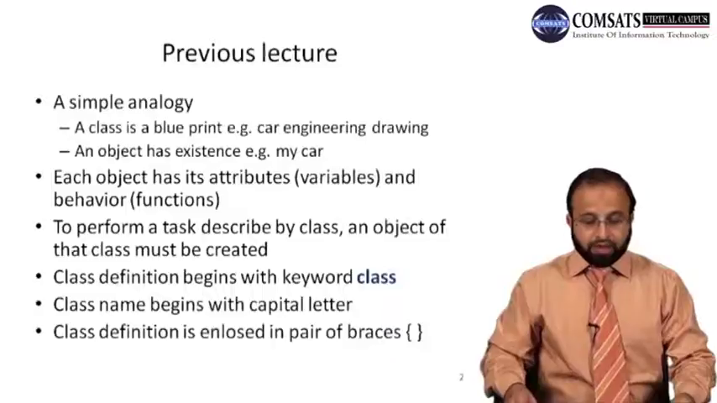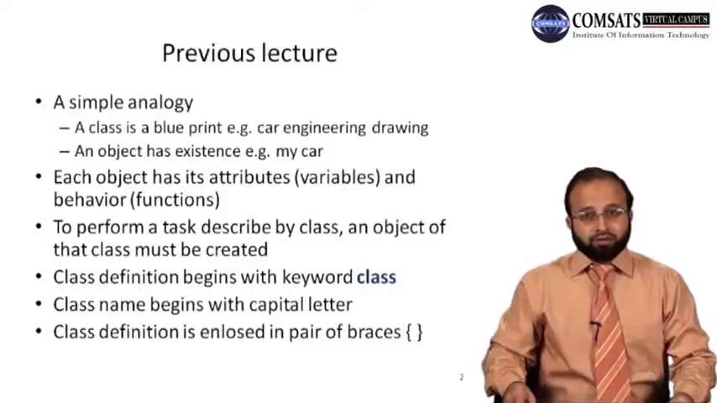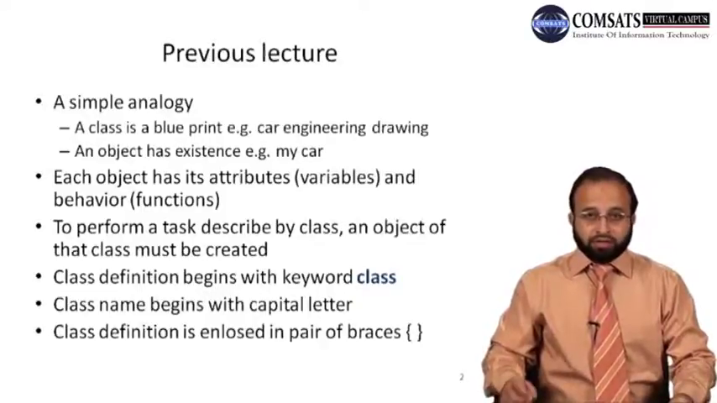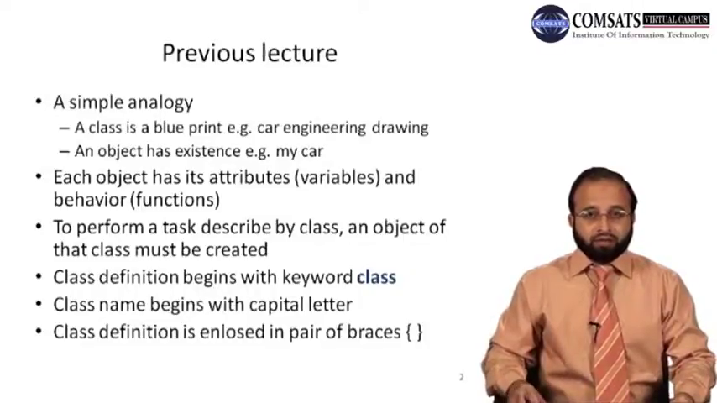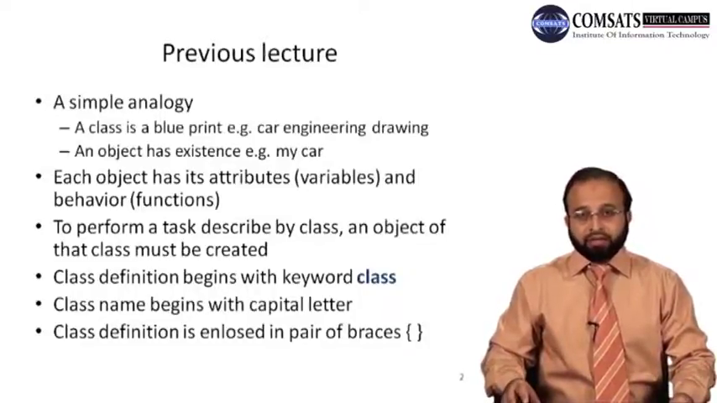A class definition is enclosed in a pair of braces. This is the same as the definition of a structure. When you write the definition of a structure, it has the opening bracket and the closing bracket, and then the semicolon. The same thing is followed while writing the definition of the class. There is the keyword class, then you specify the name of the class, and then opening and closing brackets followed by the semicolon.